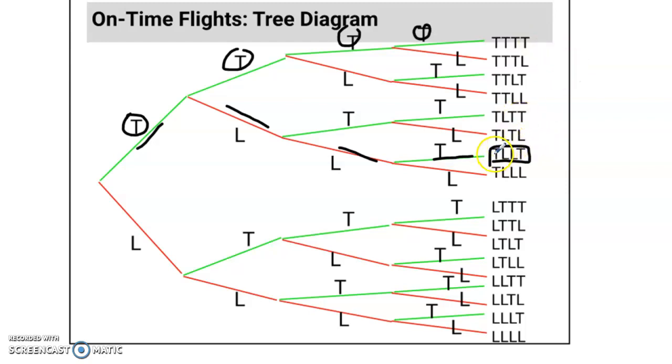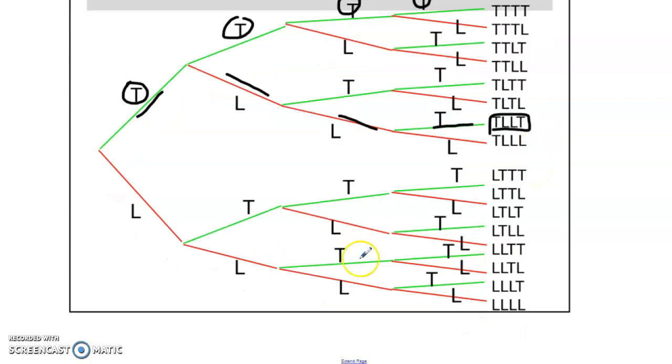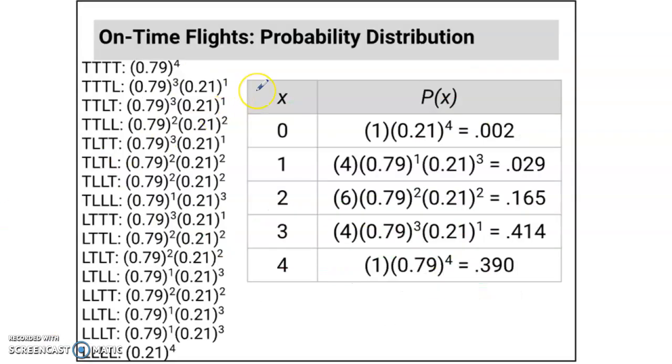This down here, which is on time, late, late, on time, that's 0.79 times 0.21, and that is the opposite of being on time. 79% being on time, which means 21% is late. On time is 0.79, late is 0.21, late is 0.21, and on time is 0.79. It's easier to see if I show you in a diagram, so that's what I did here.